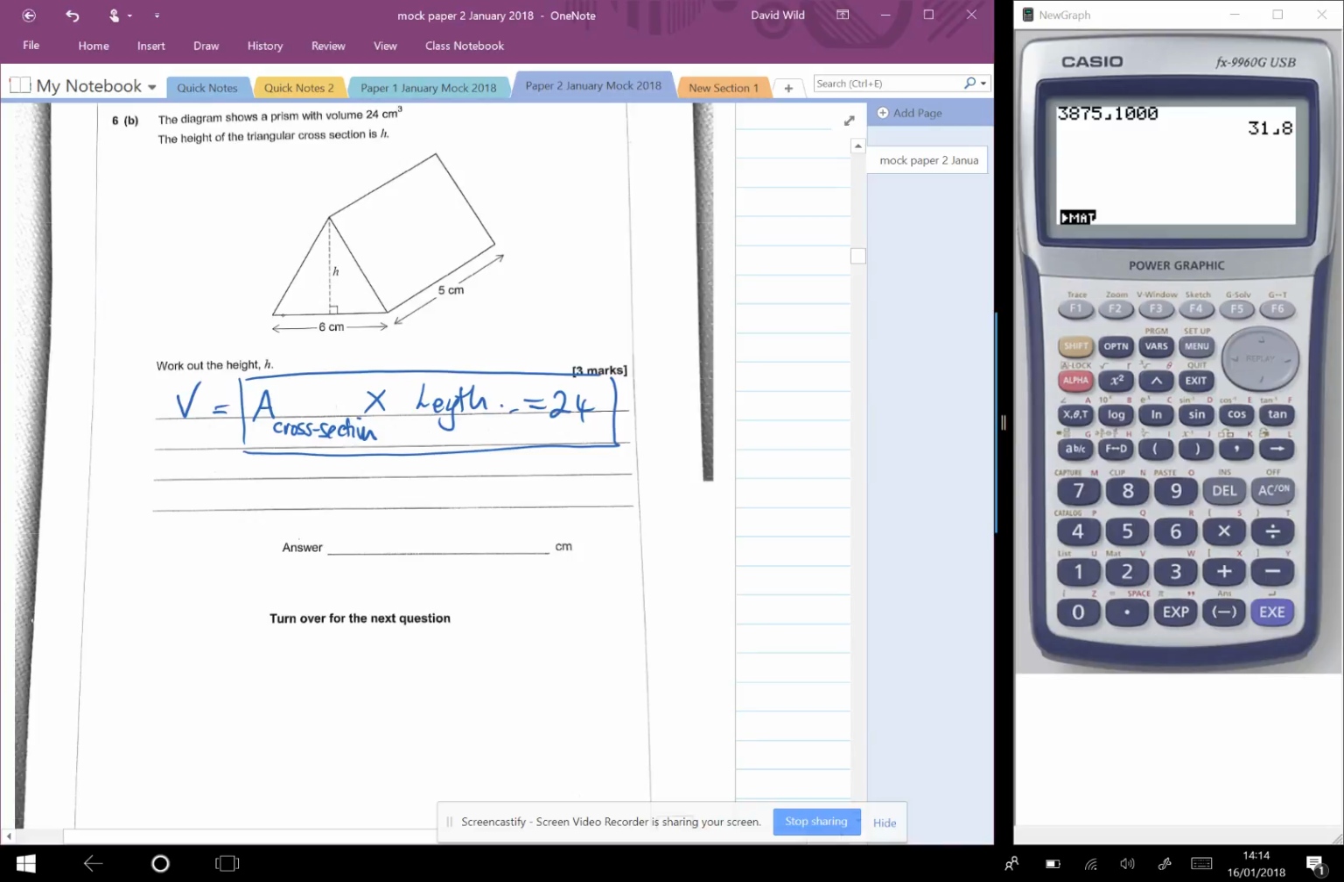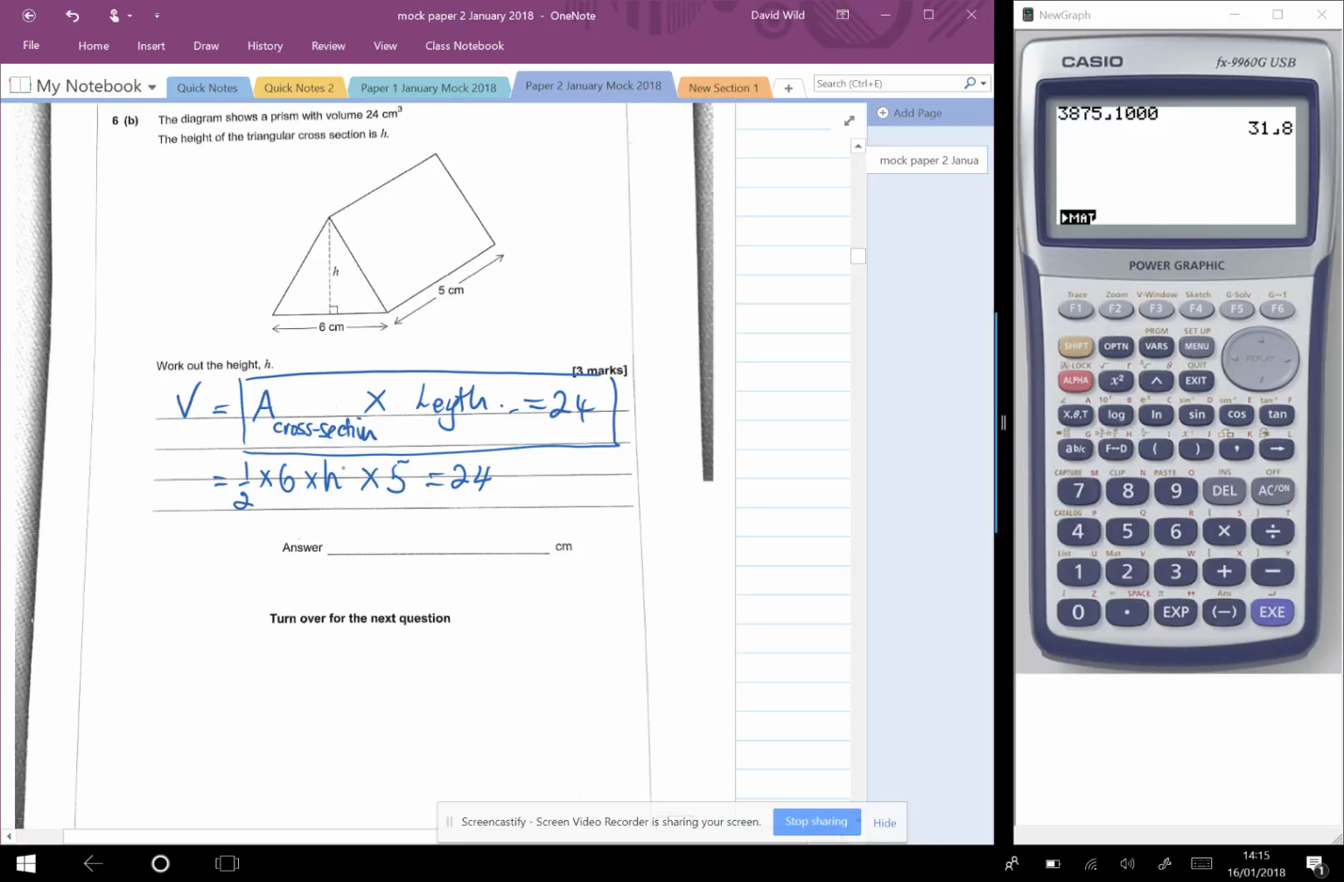Remember, the area of the cross-section is, this is a triangle, and a triangle has, assuming that we get a right angle, half of the base multiplied by the height. And the base is this 6, so this is a half of the base times the height. And then we're going to multiply that by the length, which is 5 centimeters. And we're told that that's 24.